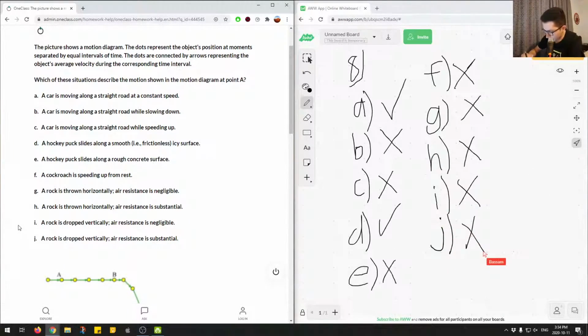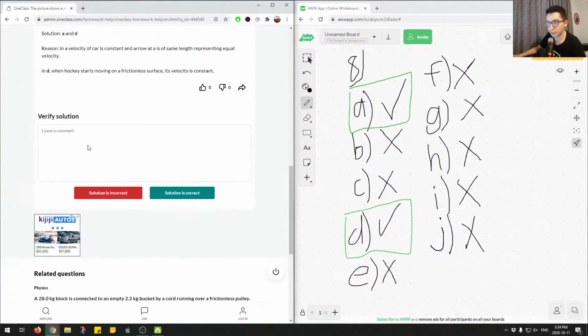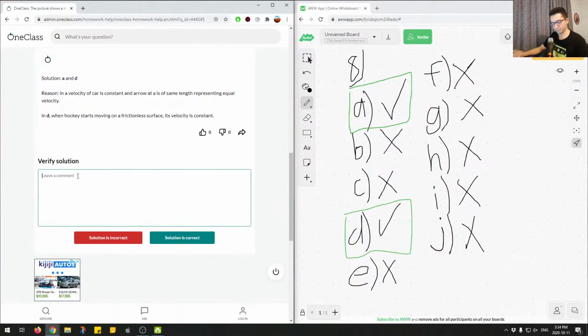So really the only two that we have here is A is correct and D is correct. And I believe, yes, this is the same solution provided by the junior tutor, and this answer is correct. So correct answer. Great job. And we'll mark this as correct.